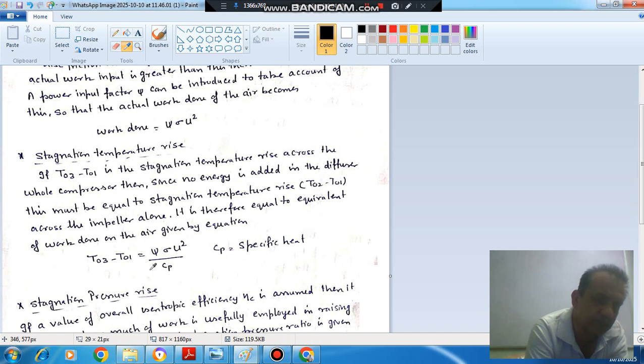So that is your Cp times T03 minus T01, and Cp times T03 minus T01 is equal to psi sigma u squared. Cp is your specific heat. So it is therefore equivalent to the work done on air given by this equation. T03 minus T01 is equal to psi sigma u squared by Cp. So Cp is your specific heat.